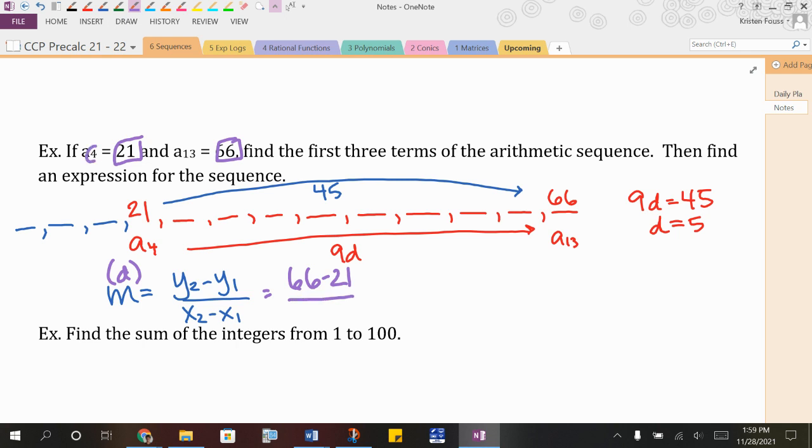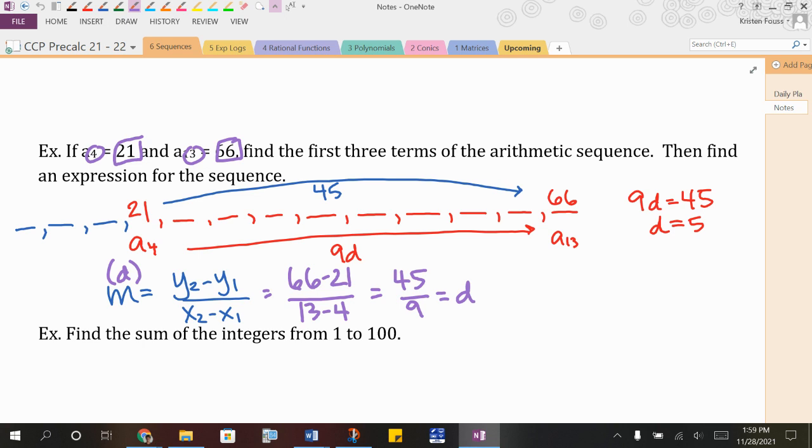Your x values are the term numbers, 13 minus 4. And that's the same as what I had before, which was the 45 and the 9. So because this is just like a linear expression, I'm treating it like two ordered pairs, finding the slope, and then I'm going to use that value. Okay, so we found D was 5.